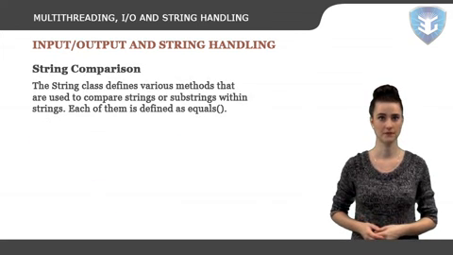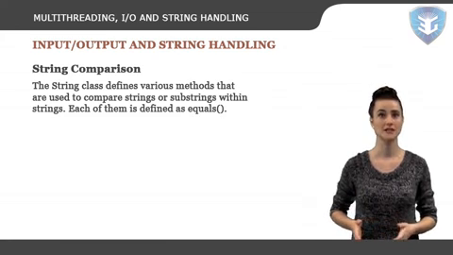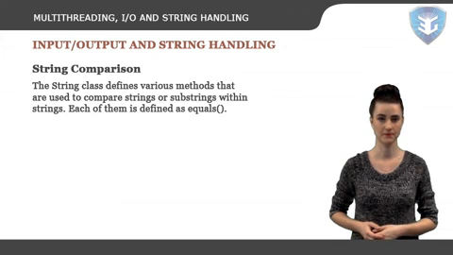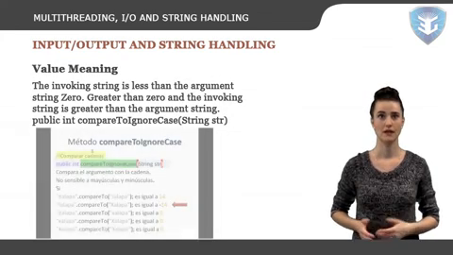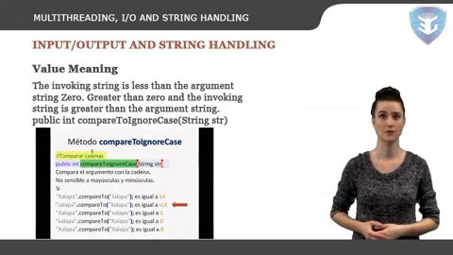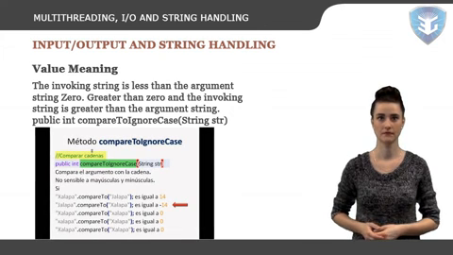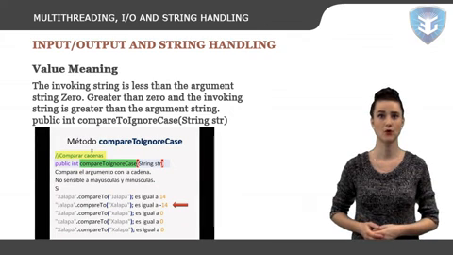String comparison. The String class defines various methods that are used to compare strings or substrings within strings. One of them is the equals method. The equals method is used to check whether the object that is passed as the argument to the method is equal to the string object that invokes the method. Value meaning: less than 0, the invoking string is less than the argument string; 0, the invoking string and the argument string are the same; greater than 0, the invoking string is greater than the argument string.